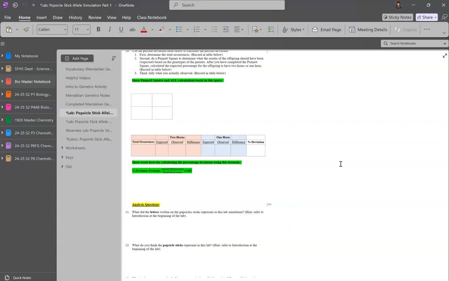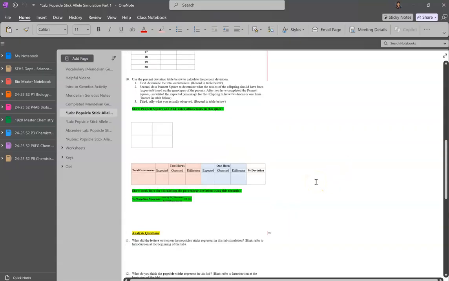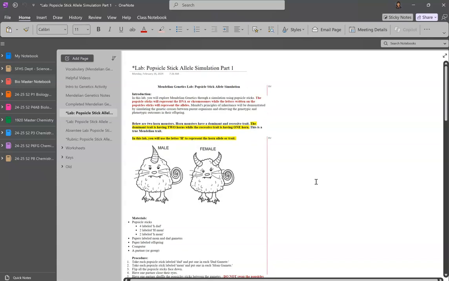Obviously, if you got 0% deviation, then you got exactly what was expected. If you got a little bit higher percent deviation, then you might have been a little bit off from what you expected to happen. And then we answered some analysis questions.